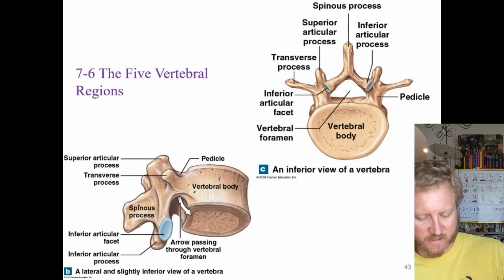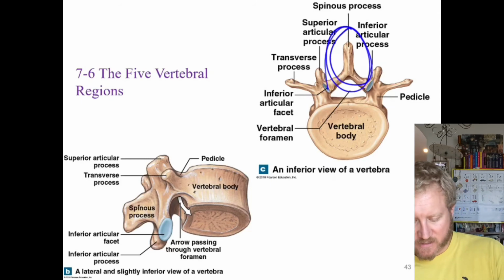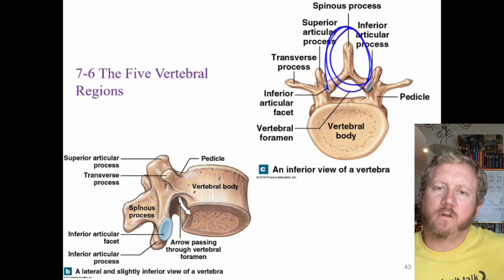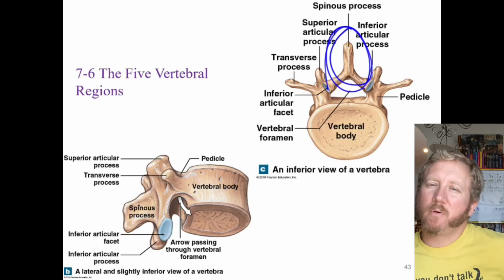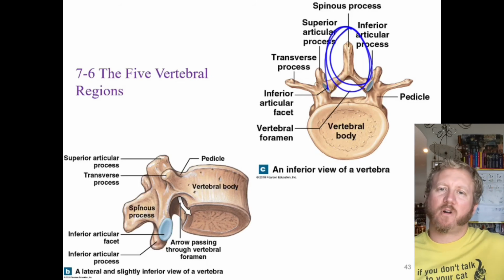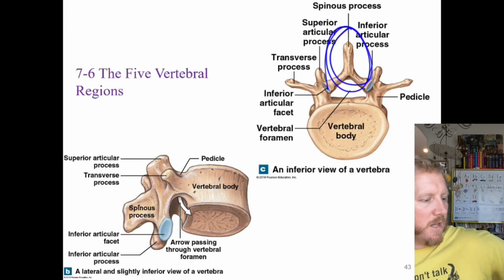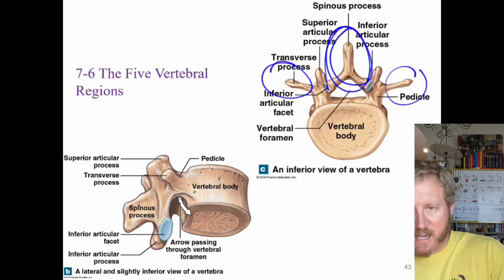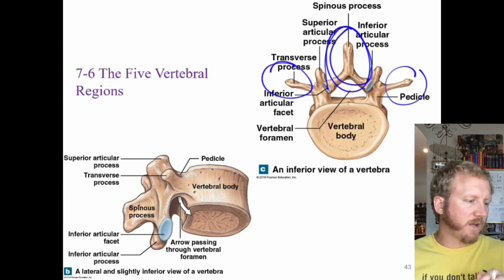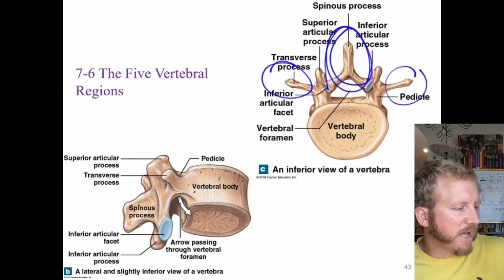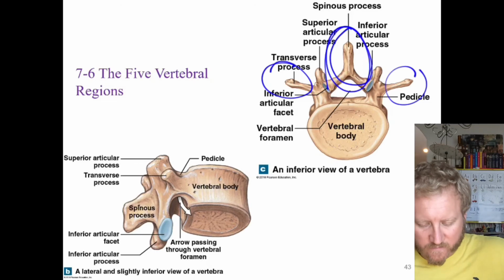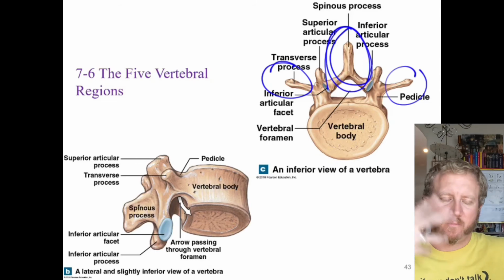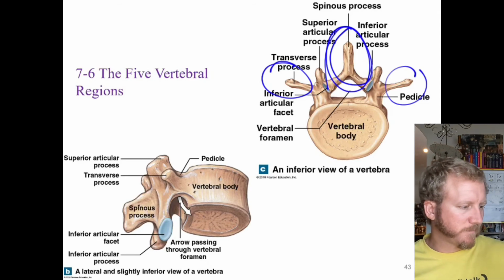structures. We have the spinous process right here, which you can feel if you run your fingers down your back, the little bumpy parts that run down the center. That's the spinous process of each one of your vertebrae. You've got the transverse processes, which stick out to the sides. Okay. And then we have the superior and inferior articular processes. That's where, like I said, the neighboring vertebrae connect to each other.